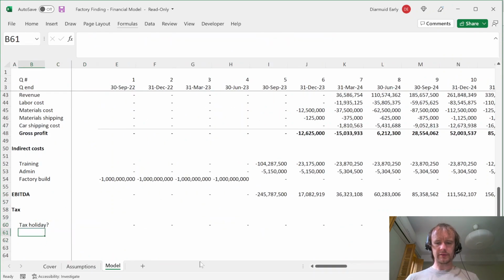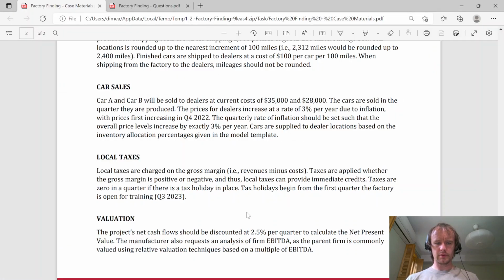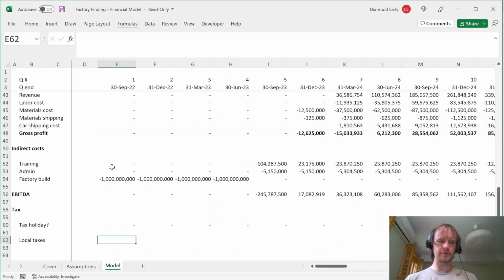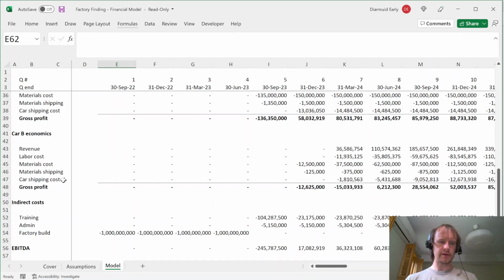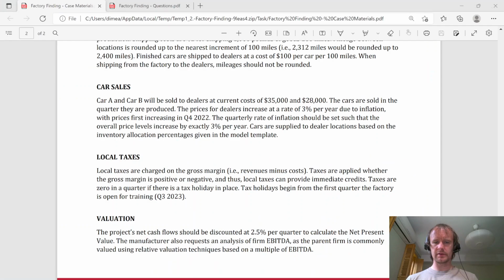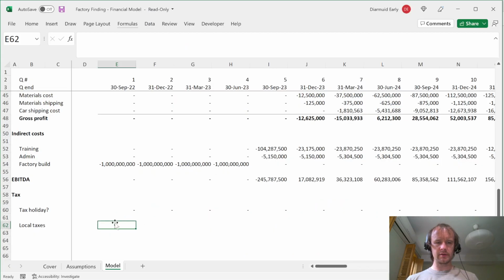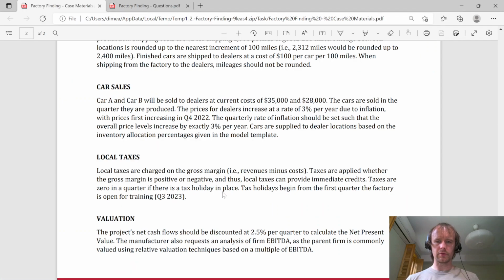And then local taxes, which I think we're told are taxes on the gross margin, i.e. revenues minus costs. I found this slightly confusing actually when I looked at this earlier. I think of the gross margin as minus the direct costs, but not the indirect costs. But upon looking at this carefully, I determined that the local taxes were indeed meant to be on this minus all the costs.